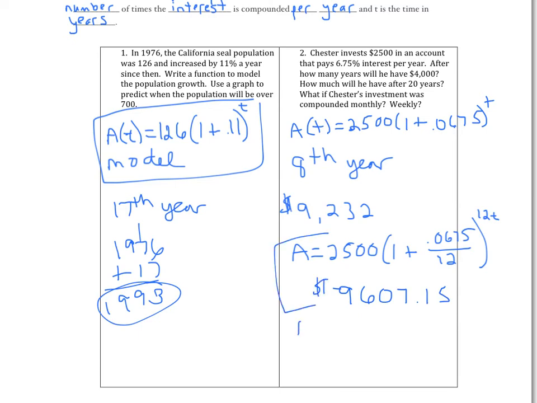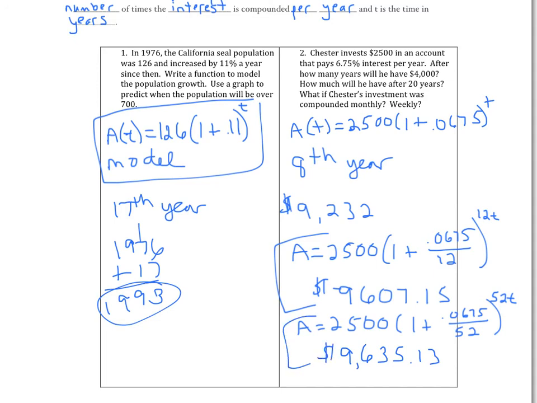And then let's try it if we compound it weekly. We have 2,500 times 1 plus 0.0675, and then weekly, there's 52 weeks in a year, so that would be 52t. Then we put that in the calculator and check it out. In that case, we have $9,635.13. So the more times we compound it, the more money we get. You notice in an interest situation, that's good. If we were paying off a debt, that would be bad.